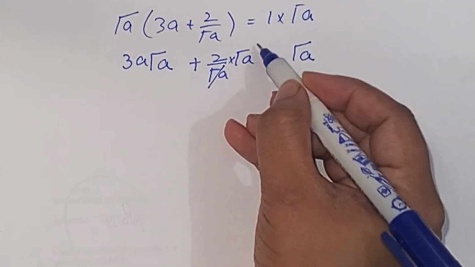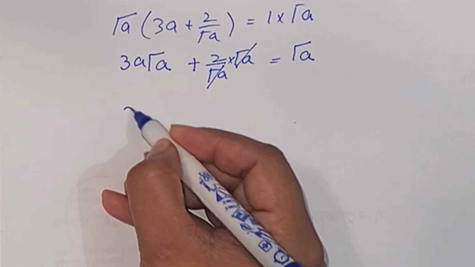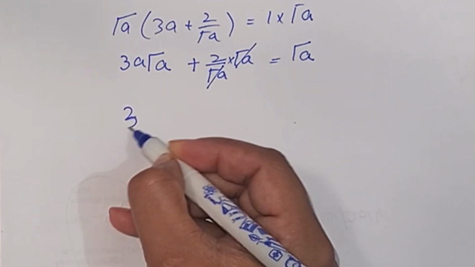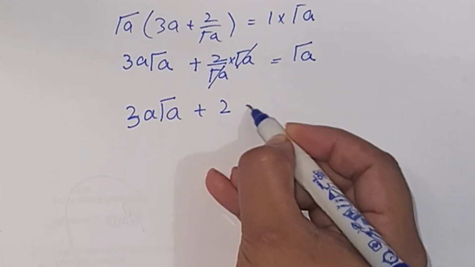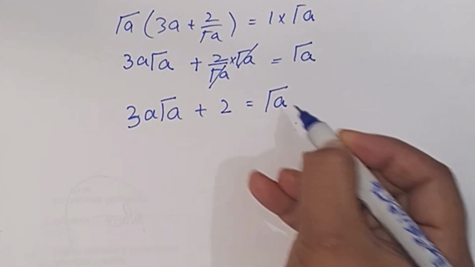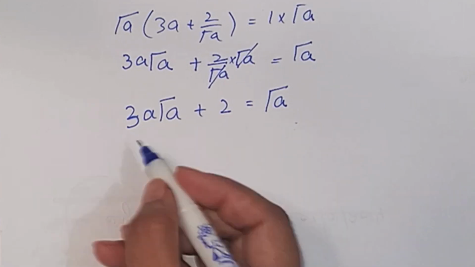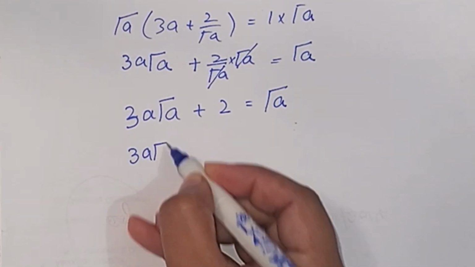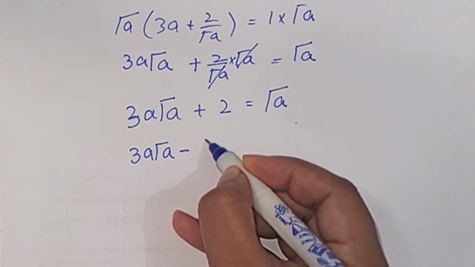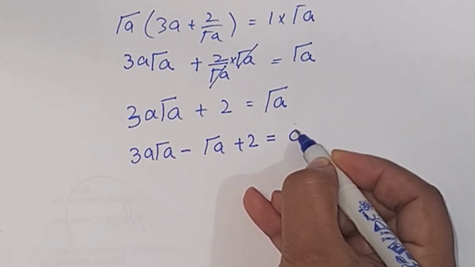The square root a and square root a will cancel, so we get 3 times a square root a plus 2, it's equal to square root a. Now we subtract square root a on both sides of this equation, so we get 3 times a square root a minus square root a plus 2, it's equal to 0.